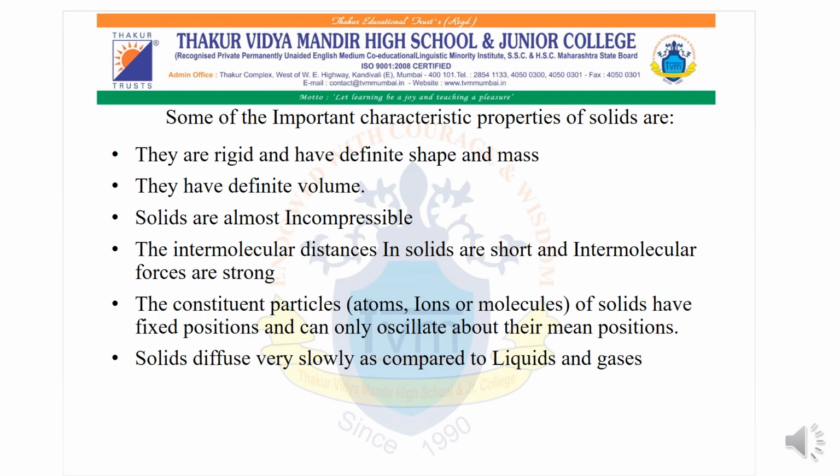Coming to important characteristic properties of solids, they are rigid and have definite shape and mass. They have definite volume. Solids are almost incompressible. The intermolecular distance in solids is short and intermolecular force of attraction is stronger. The constituent particles, that is atoms, ions or molecules of the solid, have fixed positions and can only oscillate about their mean position. Solids diffuse very slowly as compared to liquids or gases.